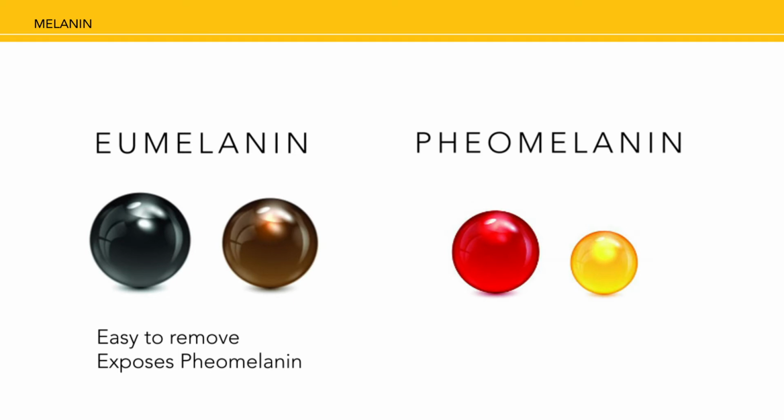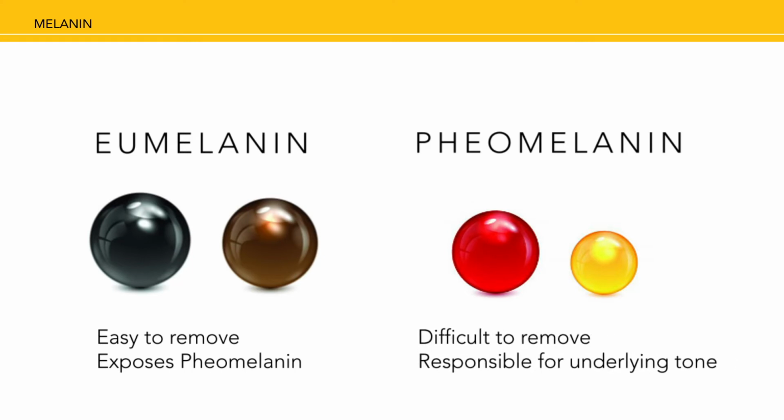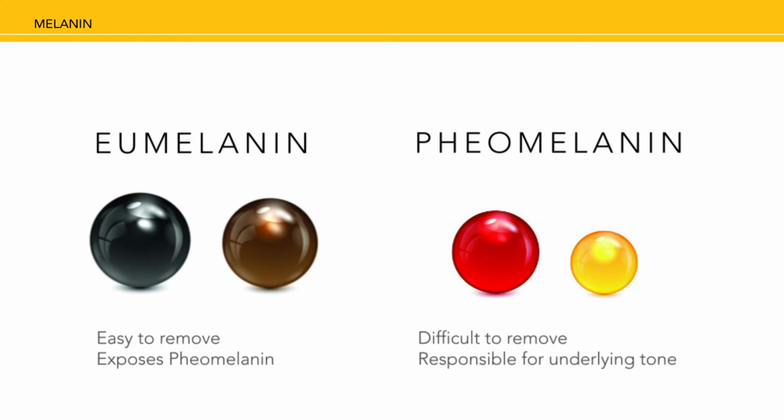Pheomelanin, known as diffuse pigment, can appear as red, orange or yellow depending on its size. Pheomelanin is difficult to remove from the hair and is mainly responsible for the underlying tones in our hair, and understanding this pigment and its distribution is crucial in understanding the levels of lightening.